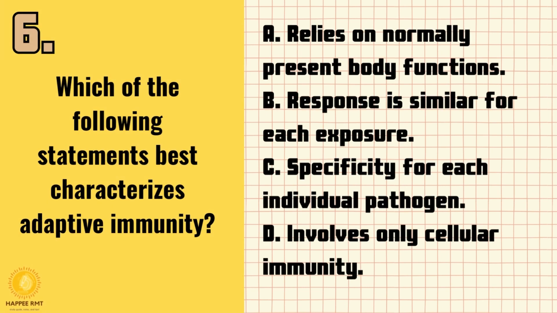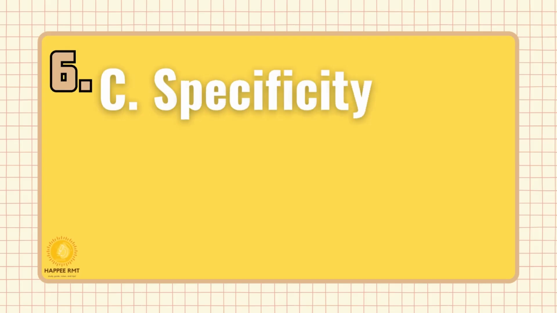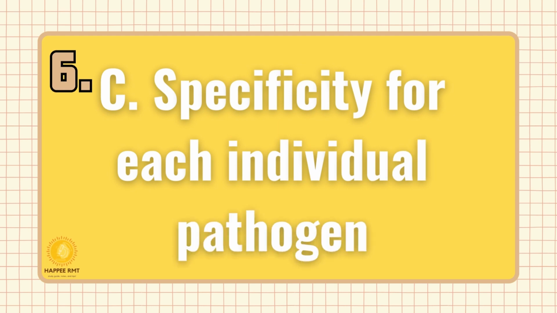Number 6. Which of the following statements best characterizes adaptive immunity? A. It relies on normally present body functions. B. Response is similar for each exposure. C. Specificity for each individual pathogen. Or D. Involves only cellular immunity. Answer is C. Specificity for each individual pathogen.